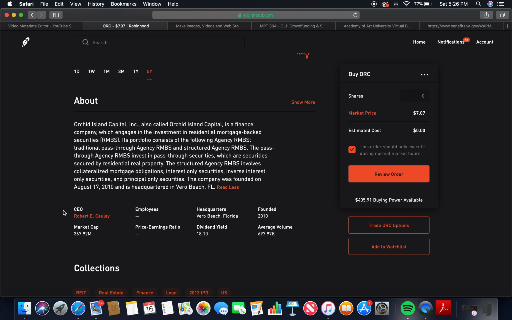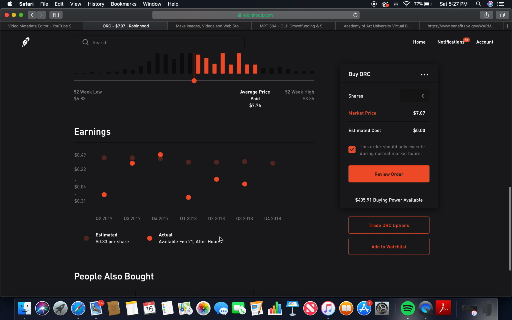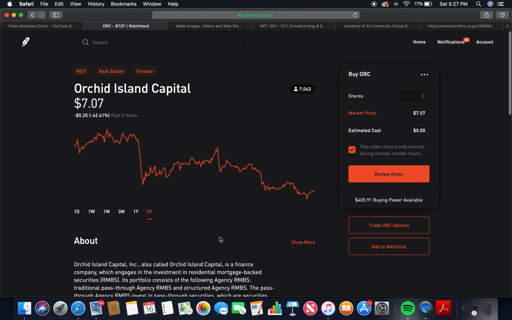The current CEO is Robert E. Cauley. Employees not listed. Headquarters Vero Beach, Florida, founded in 2010, market cap $367.92 million, P/E ratio not listed. That's unusual to see those two like that. Dividend yield 18.10%. Wow. I've never seen a dividend yield so high, but this is very questionable because of those two, so I'm going to have to do further research on this company. See what the ratings say. Okay, it doesn't even have ratings listed. That's the third finance company.